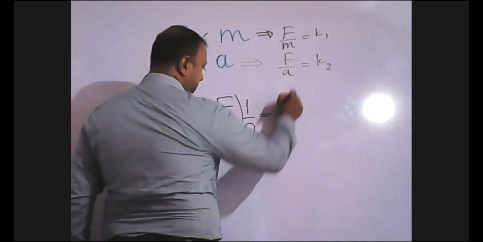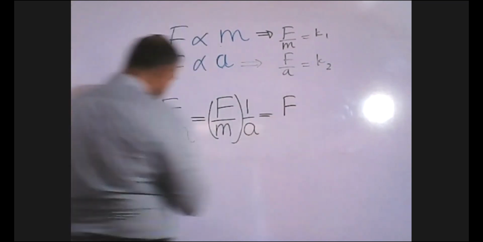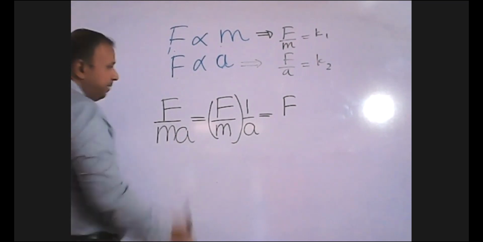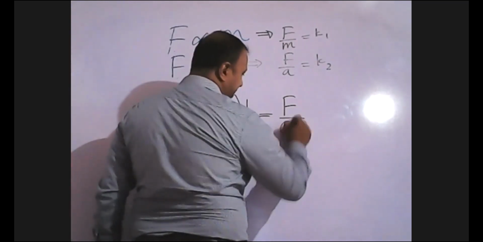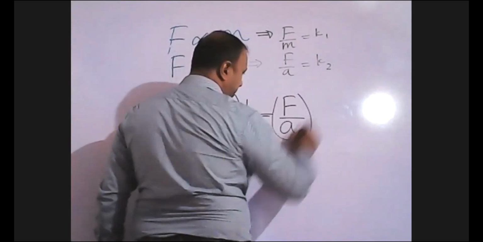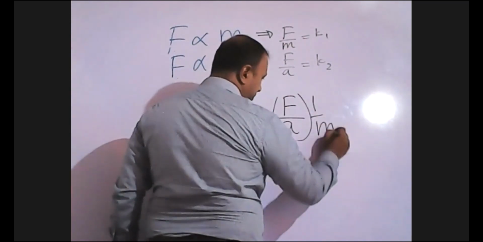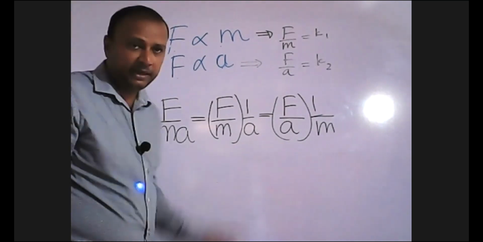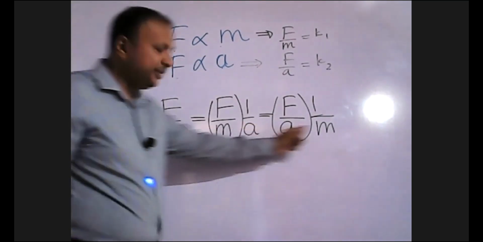Then I can write this one, F over A into 1 over M. හරිද? හරිද මං කරා? මේ ඔක්කොම එකයි නේද?